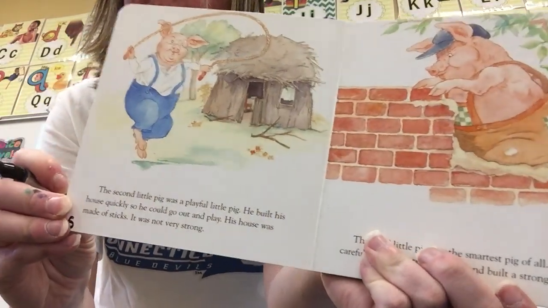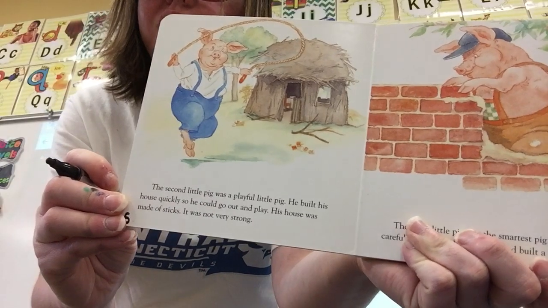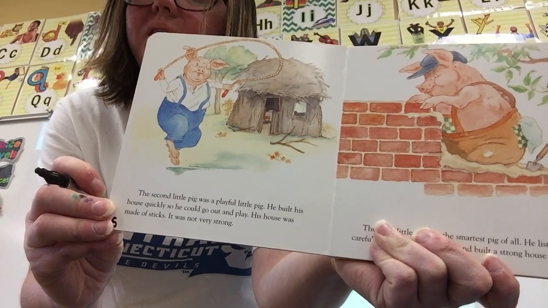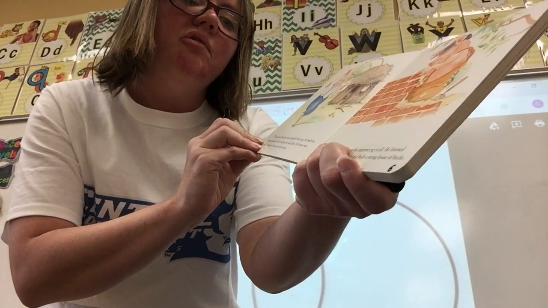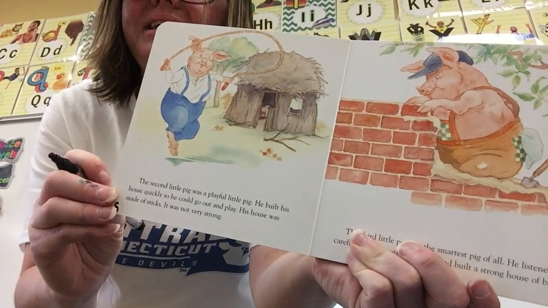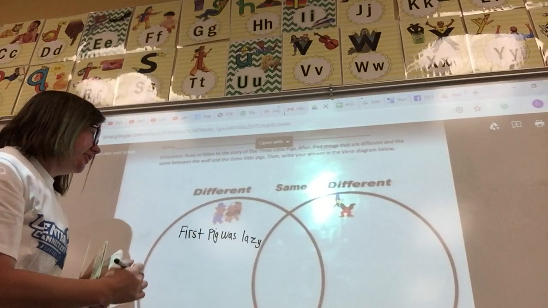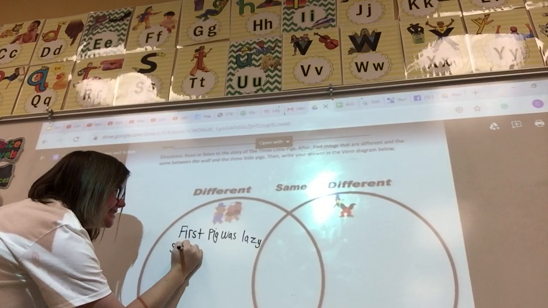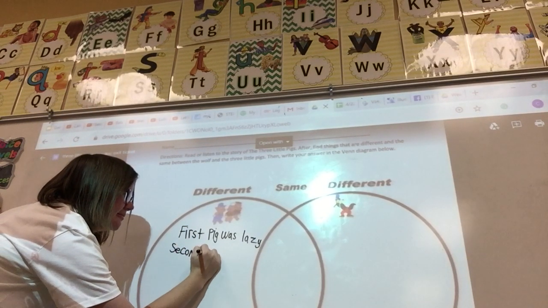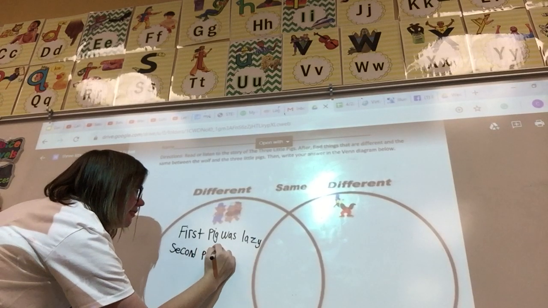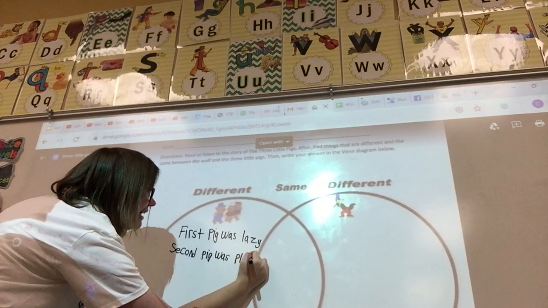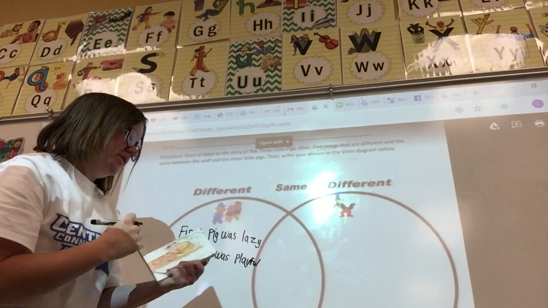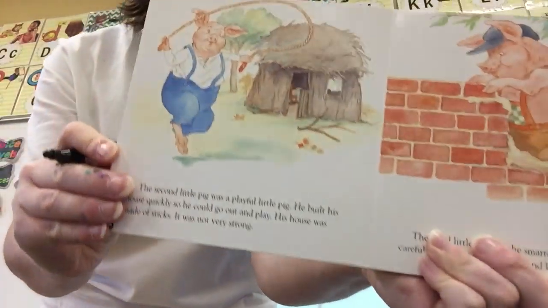It was not very strong. What was the word that we used to describe the second little pig? Let's reread that sentence. The second little pig was a playful little pig. That's right, playful. So we're going to write that on our chart up here. We're going to say, second pig was playful. What does playful mean? That's right, he likes to play a lot. And what was he doing in the picture? That tells us he is playful.